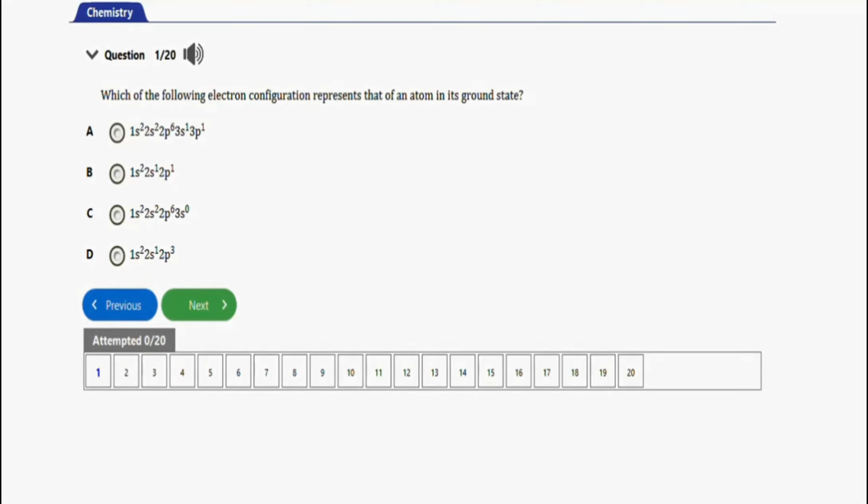In this video, we're going to learn how to solve these WASSCE chemistry problems under electronic configuration. So guys, we have about 18 repeated questions to practice with in this video.